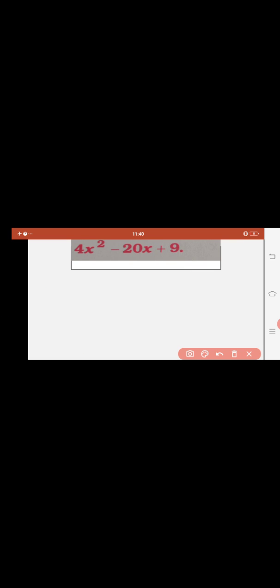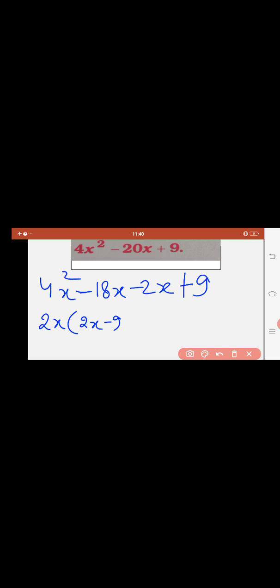Now expressing this in the equation, with 18 and 2, we write minus 18x and minus 2x, and we know that minus and minus add up together but the sign is negative. Now taking 2x as common, we are left with 2x minus 9. Here again taking 1 as common, we have 2x minus 9. Here 2x minus 9 is common, and we are left with 2x minus 1. So these are the factors.